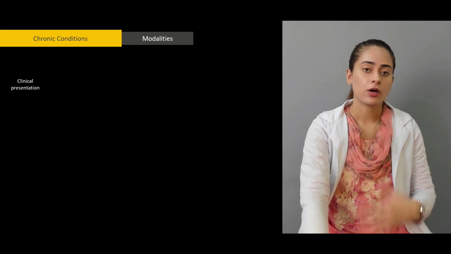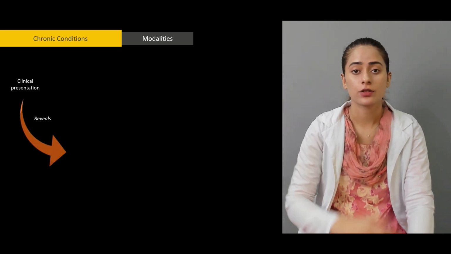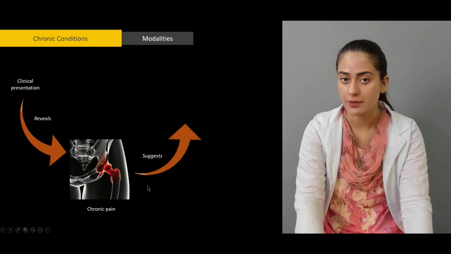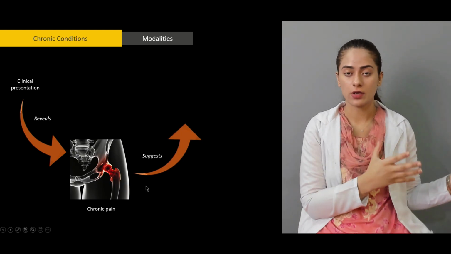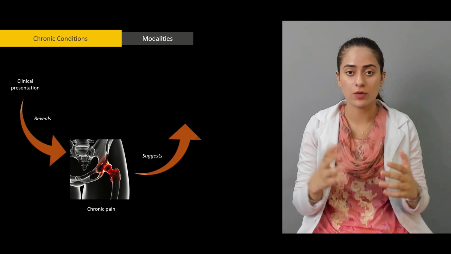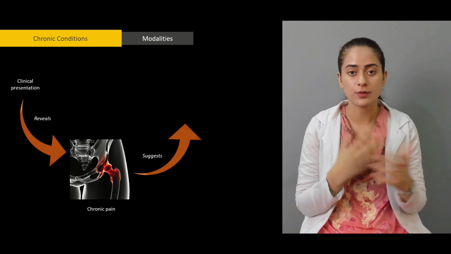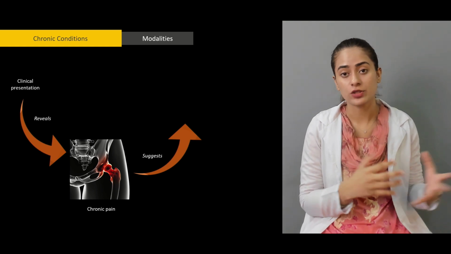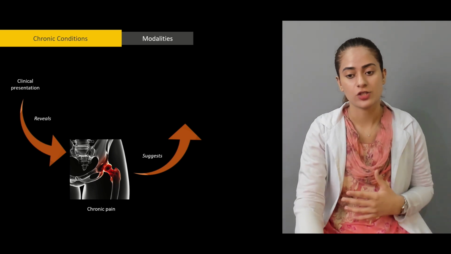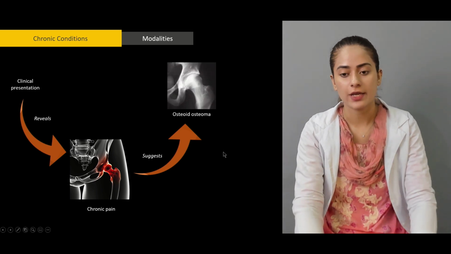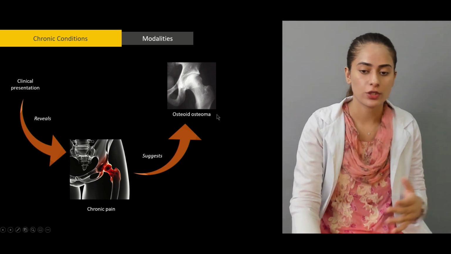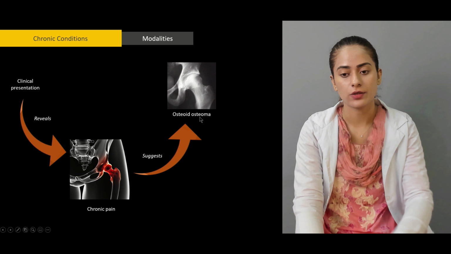Now we're going to talk about the clinical presentation. The clinical presentation will reveal chronic pain. We talked about a lot of different conditions. If a person is alcoholic or anemic, has sickle cell anemia, or is a kid and presents with chronic pain in the hip, we suggest an X-ray, then we see different changes, and then we diagnose the patient. Here, it's an osteoid osteoma.